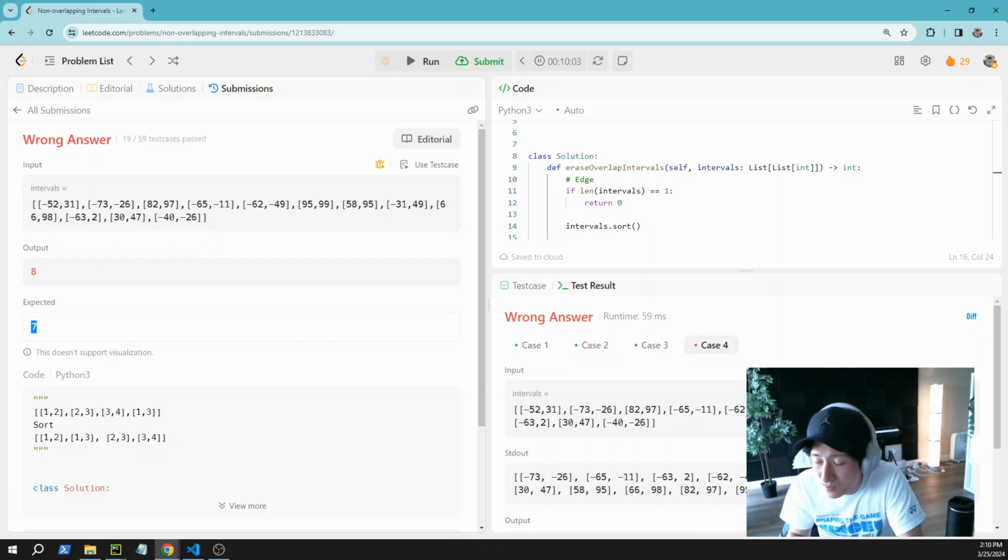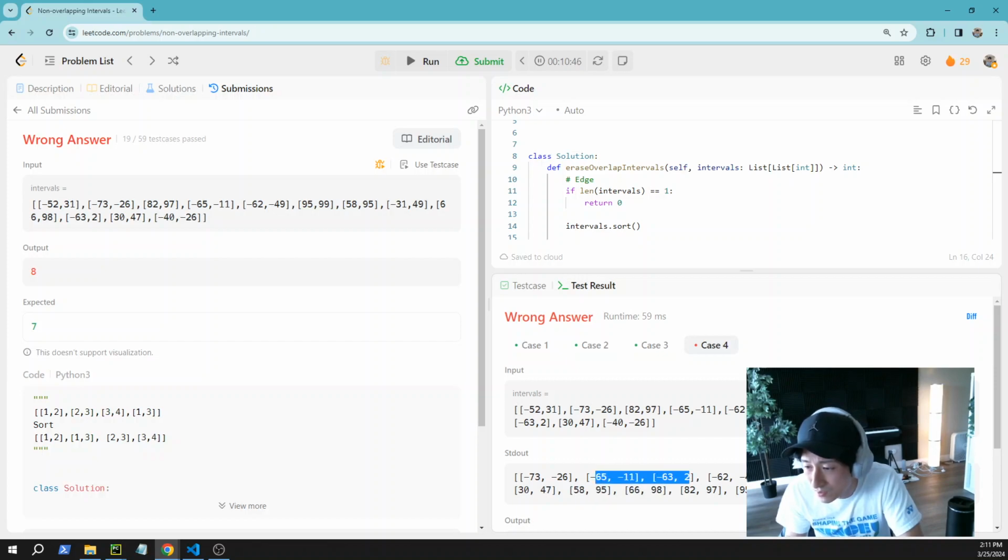Why? So this is overlapping, this is also overlapping, this is also overlapping, this is also overlapping, overlapping. This is not overlap. So how many did I remove? 1, 2, 3, 4, 5, 6. I remove 6, and then now 30, 47. This is no overlap, but now this is overlap.